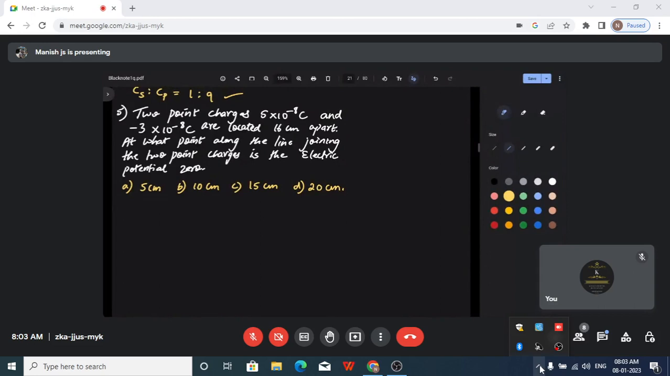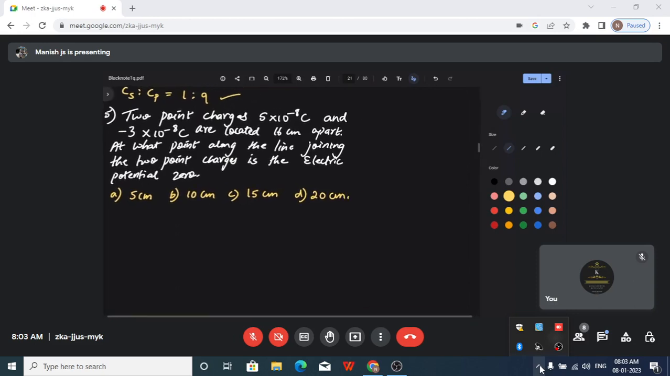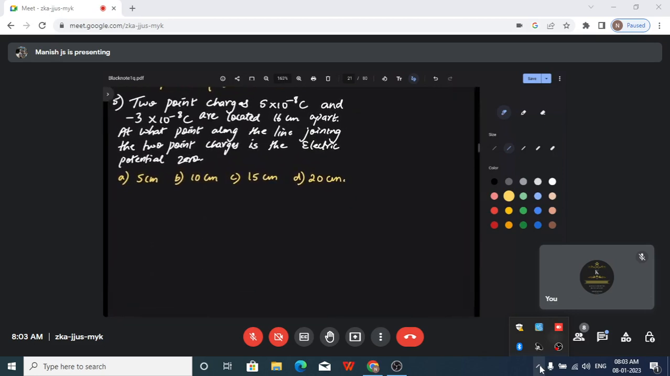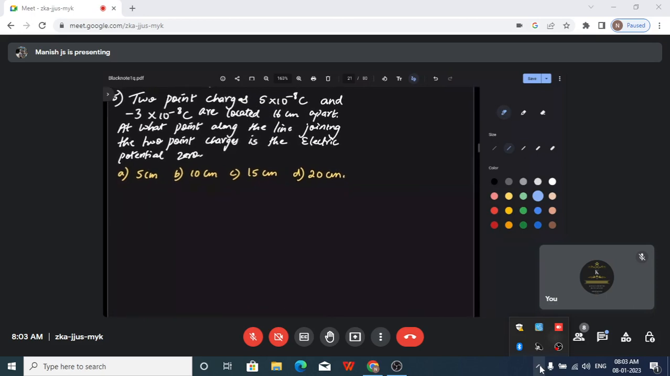Yes, did you get it? No idea? Okay, we'll see how to do this question, don't worry. So here we have two charges. Whenever they give you a question, what I always say is that given data interpretation is the first and foremost thing that you will have to do. So at least you tell me what is given in the question. What is the data which is given?